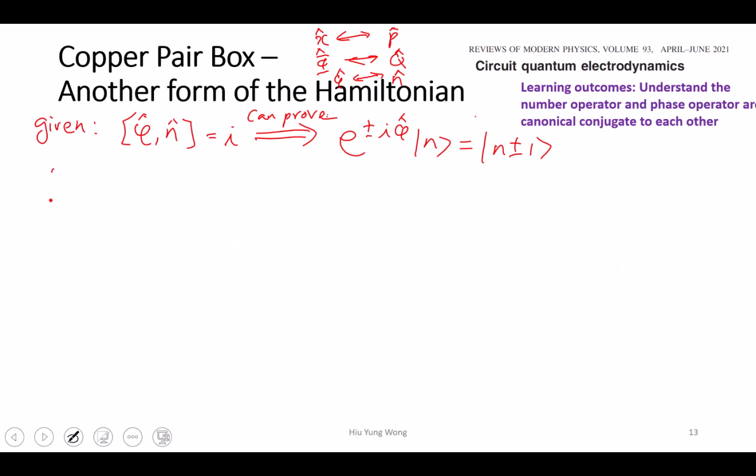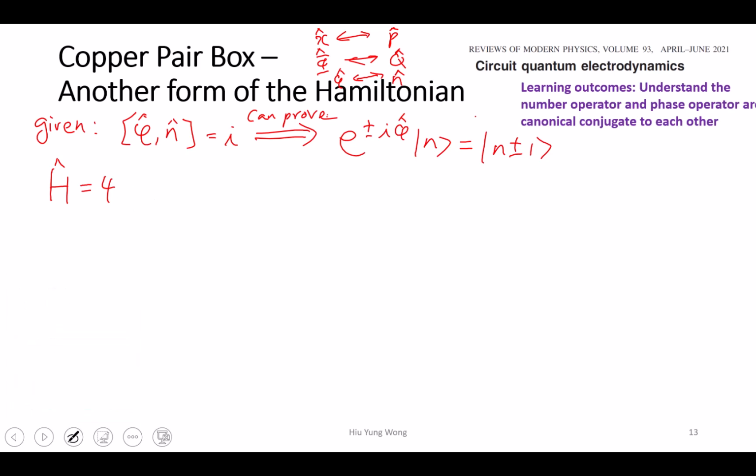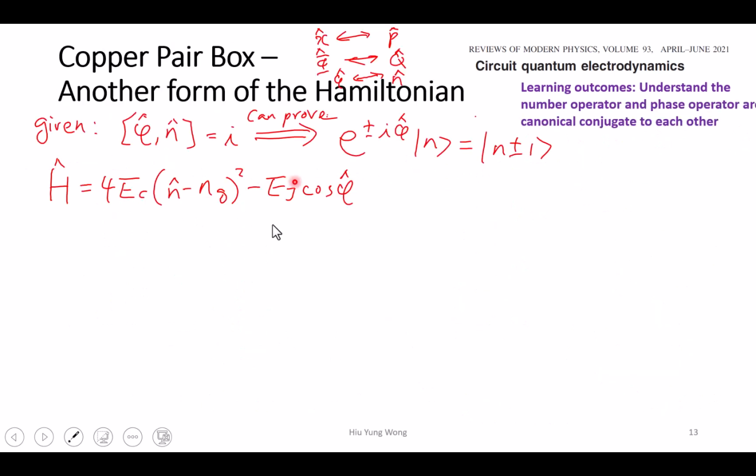So let me write it again. H equals 4E_C, the charging energy. Remember, this is the charging energy of one electron. Some papers will use the charging energy of a Cooper pair, then you don't have the 4. This form is really easy to memorize: 4E_C (n minus n_g) squared, then minus E_J cosine phi. Now, what is cosine phi?